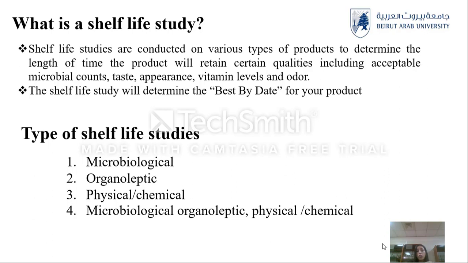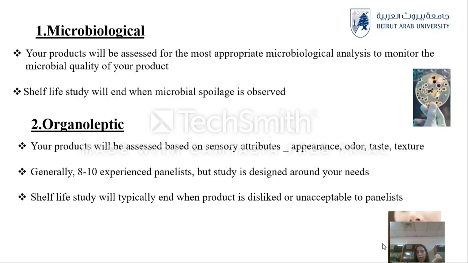They are conducted on various types of products to determine the length of time the product will retain its quality and safety, including acceptable microbial counts, acceptable taste, appearance, vitamin level, and odor. The shelf life study will determine the best before date for your product. So what are the different types of shelf life study? We have microbiological, organoleptic, and physical and chemical studies.